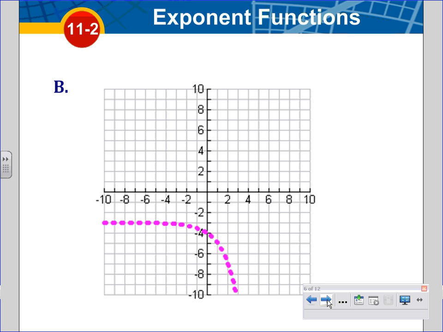Okay, very cool. We're now falling to the right. It's going down rapidly to the right, but it's reflected over the x-axis. So if you remember, reflecting over the x-axis puts the negative in front of my parent. So I'm going to have y equals -2 to the x power.